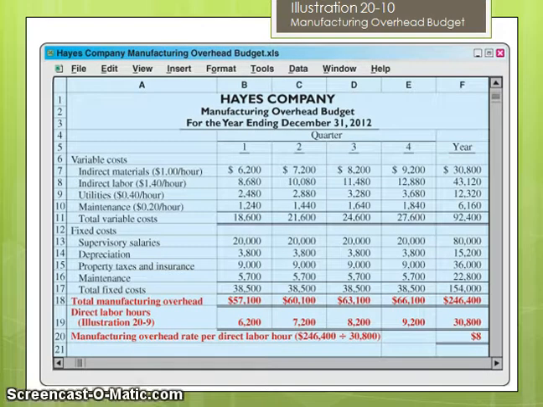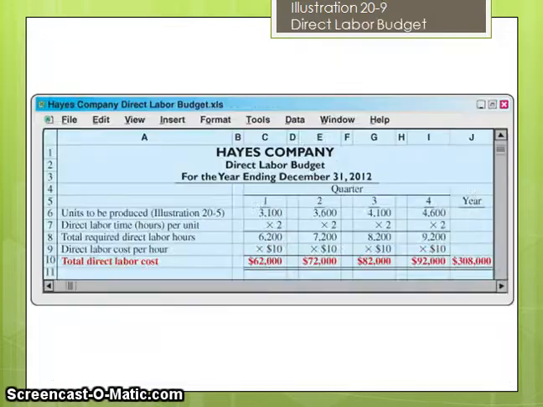Last production cost is our manufacturing overhead budget. So we've divided this into variable costs and then fixed costs. Top part is all our variables, so we've listed those out, and they vary with something to do with production. For us, this varies per direct labor hour. So, for instance, indirect materials, they told us that it's $1 per hour. So all we need to do is go back and see our direct labor hours.